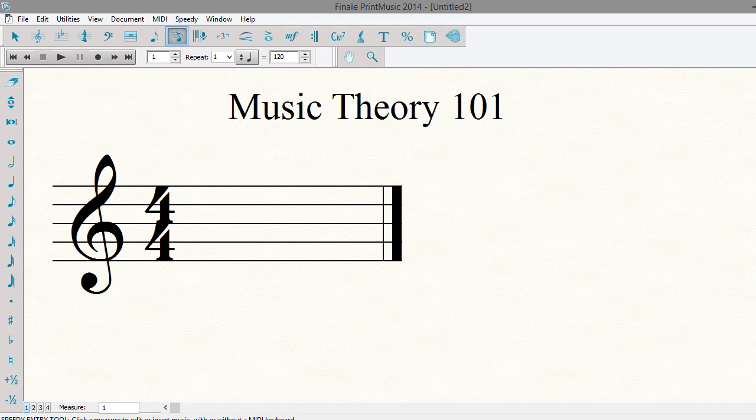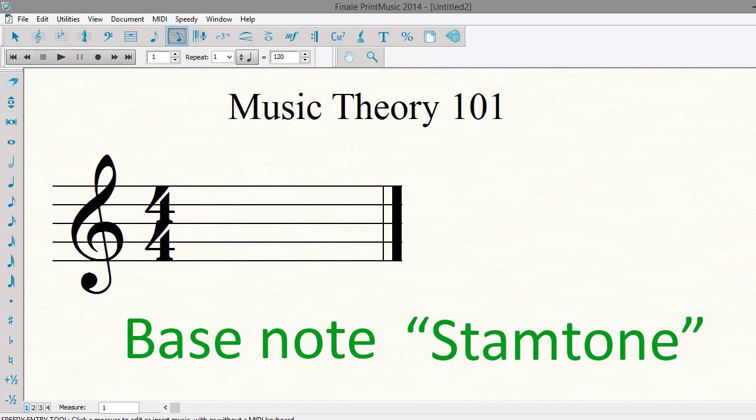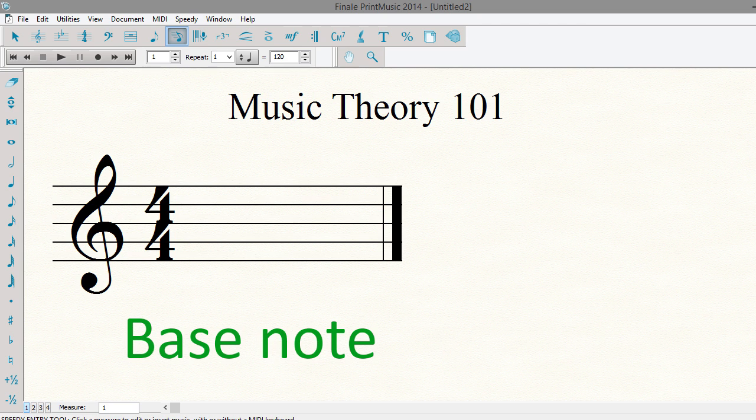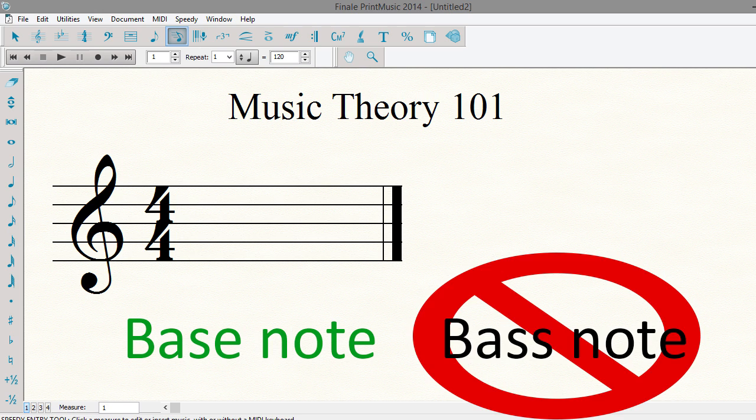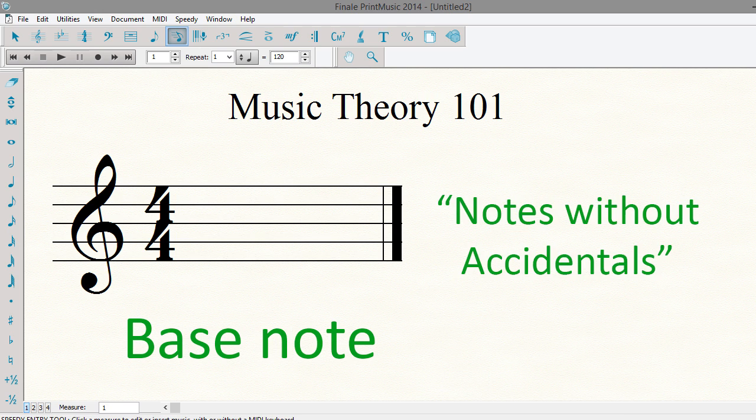Now the staff lines are where you write the actual notes, and each line and each space indicates a base note. Now it should be said that base note is sort of my own term. The thing is that in Danish we have the term stamtone, but there's no translation for it in English. The most direct translation would be base note, but for obvious reasons it may be confused with bass notes, but it's base notes and not bass notes.